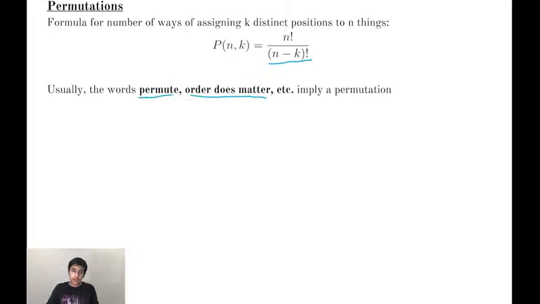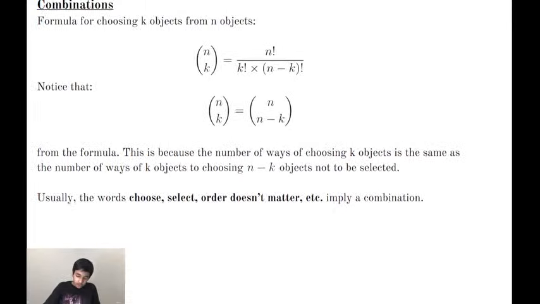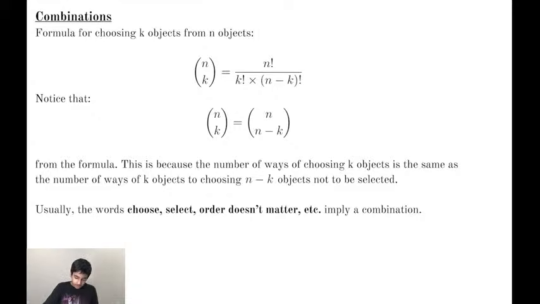But then for combinations, the difference between permutations and combinations is that combinations are where you're choosing k distinct objects from n objects, or you're sending k of the same positions to n different things. In permutations, the order of the k objects matters. In combinations, the order does not matter. So that's the key difference. The combination formula, n choose k, is just n factorial over k factorial times n minus k factorial, and this is also a fact you may want to know. And usually the words choose, select, order doesn't matter, etc. imply that you should probably use the combination.